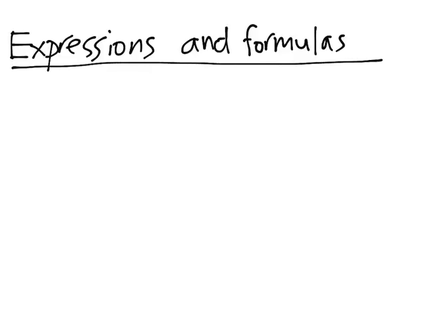I'm going to be talking about expressions and formulas. An expression is a series of numbers and variables which are combined using mathematical operations. For example, 2x plus 8 is an expression, and 5 over t cubed is also an expression. Here, the variables x and t are simply letters that represent a number which we don't know yet.